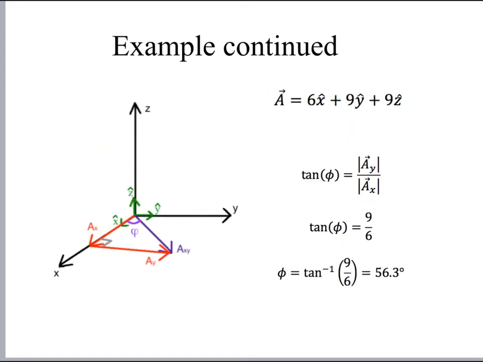Then similarly, looking at the projection in the xy plane, we know that it's made up of the subtriangle A sub x plus A sub y, and we know the x component and the y component. So phi, that would be the adjacent side is A sub x, A sub y would be the opposite side, and so plugging those values into the tangent of phi, we can solve for phi. Phi is going to be the arctangent of 9 divided by 6, and that gives us 56.3 degrees, and that basically is the solution to the question.